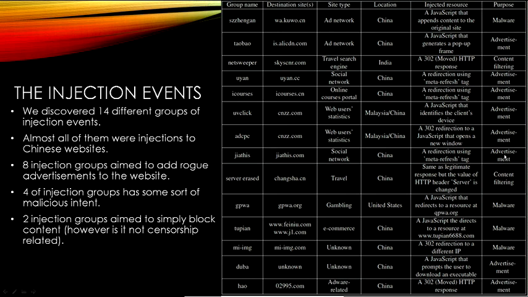Out of the 14, 8 injection groups were aimed to inject advertisements, presumably to increase the revenue of the network operator. Surprisingly, 4 of the injection groups were malicious injections, which were aimed to compromise the client. And the 2 injection groups aimed to block content. However, we do not think they are censorship related.